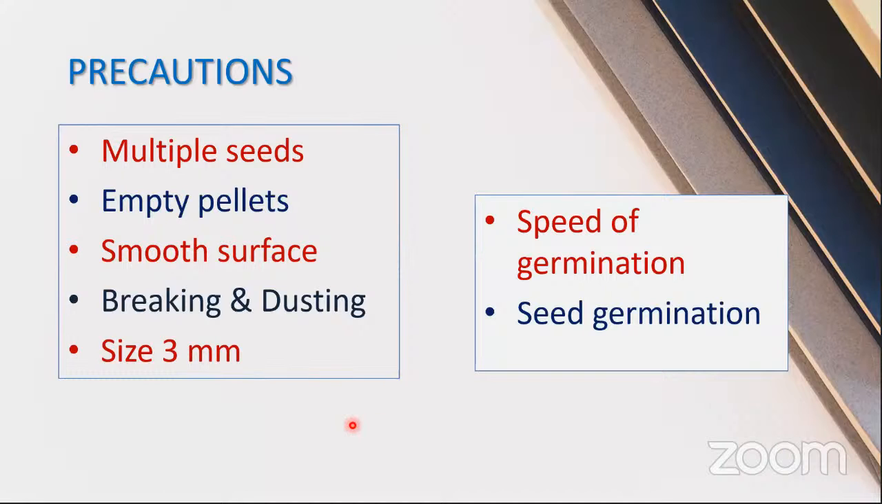With pelleting, you imagine on 1 gram of seed, you are adding a weight of 8 grams. Therefore, it's a burden for the seed. Therefore, it might affect the speed of germination and seed germination only if your technology is faulty. But many companies have standardized a good technology. So speed of germination and seed germination is mostly not affected, 90%, 99% it is not affected. In TNAU also we have standardized the technology and we have been very successful.